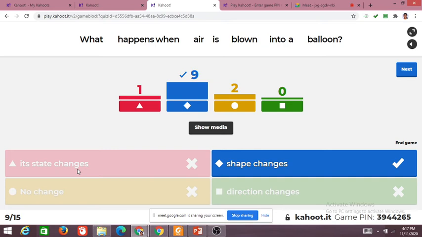Two have answered that there is no change. But don't you think the balloon will inflate? The balloon will get bigger in size. So there is a change in shape. Okay, so let's go to the next.